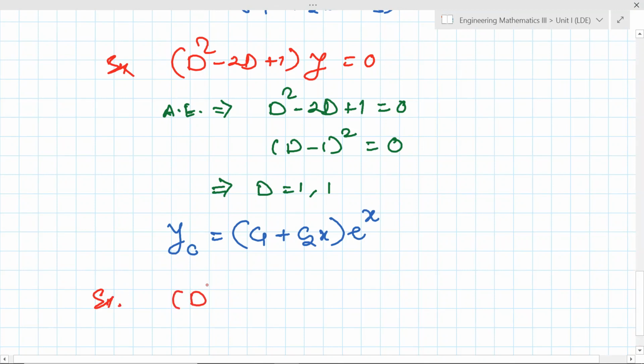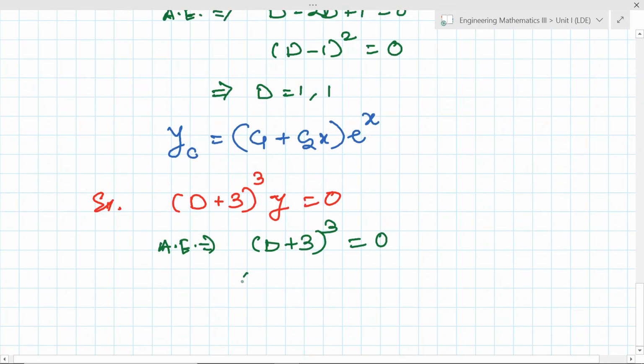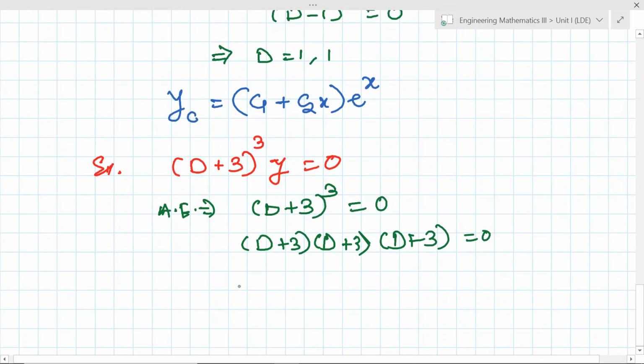Suppose we have (D plus 3) raised to 3 into y equal to 0. Now see, (D plus 3) cube is here. So what is my auxiliary equation? My auxiliary equation is simply (D plus 3) cube equal to 0. So it means (D plus 3) into (D plus 3) into (D plus 3) equal to 0. So this means D is repeated thrice.